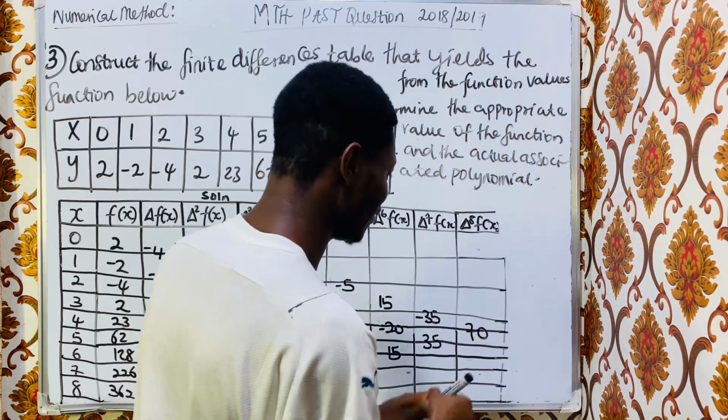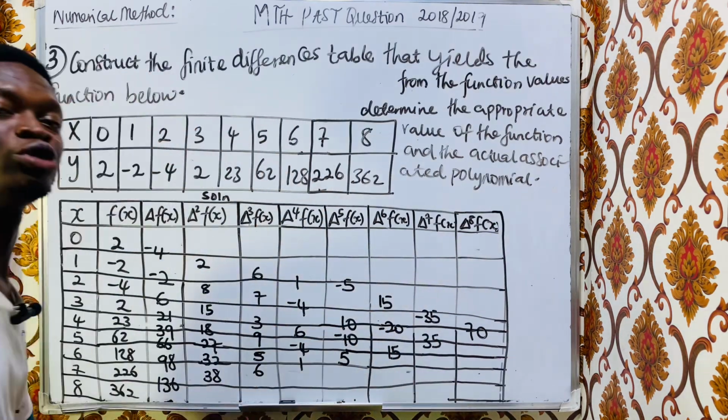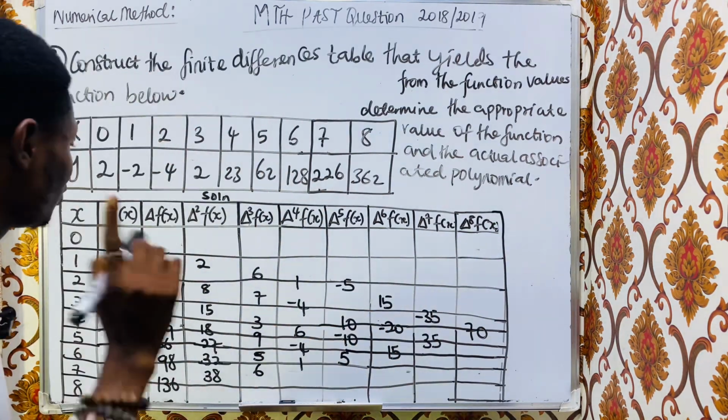So since we have our table like this, now how are we going to determine the error?